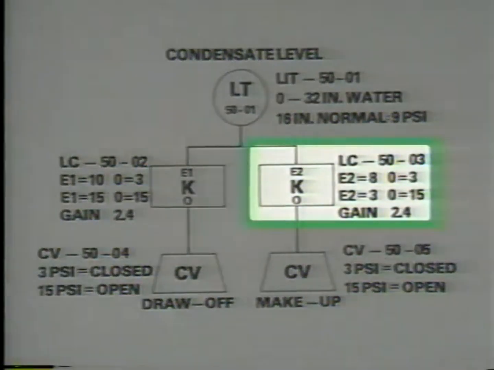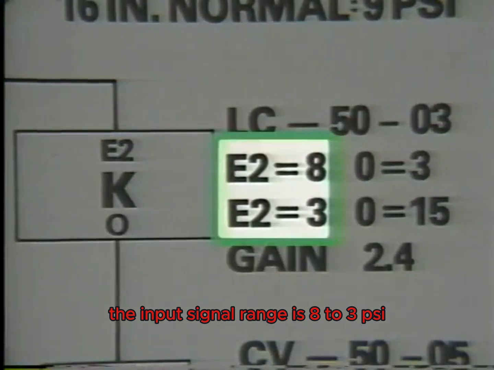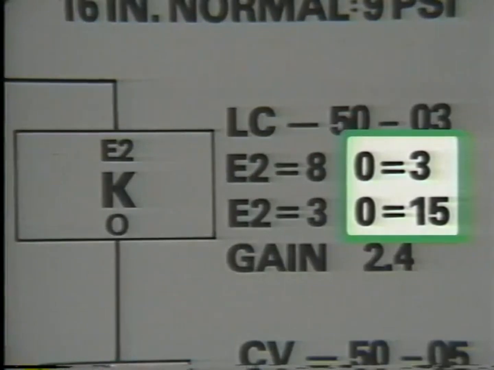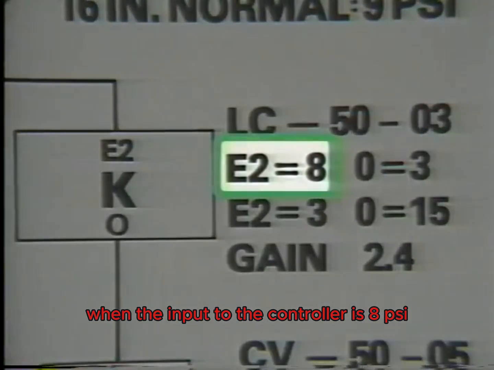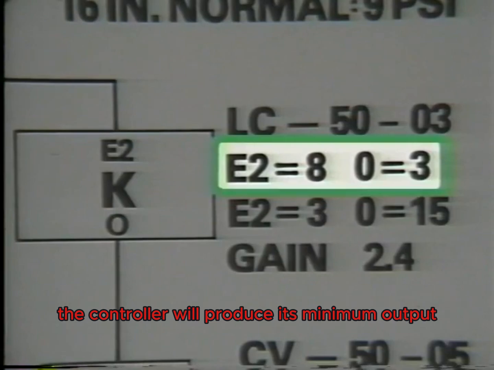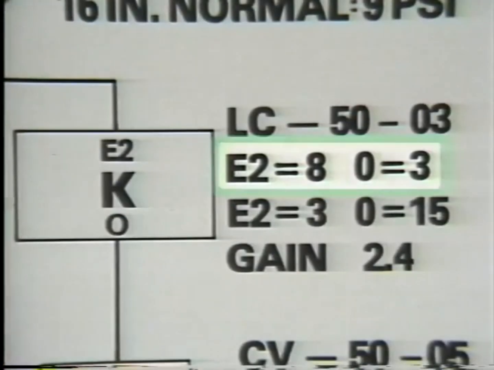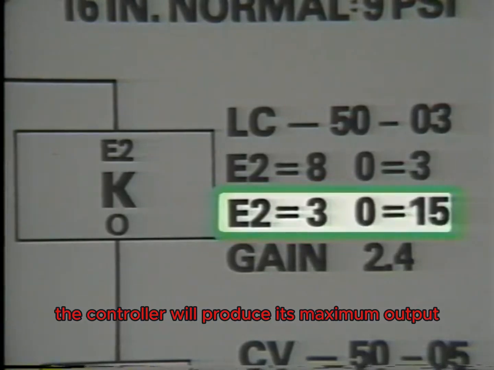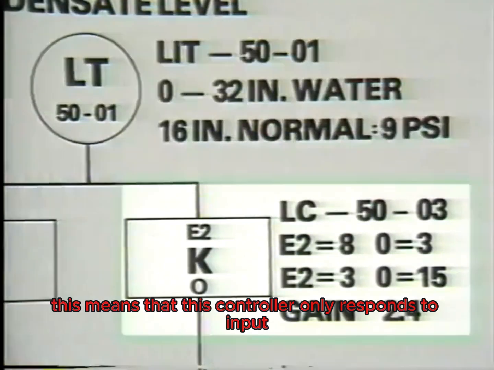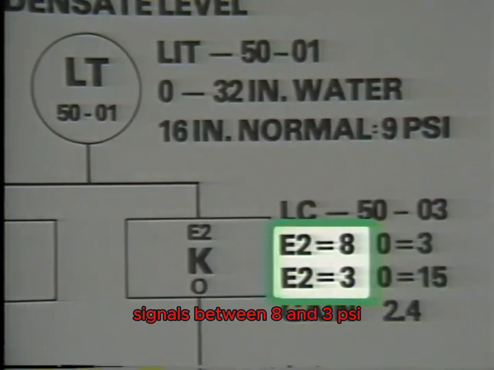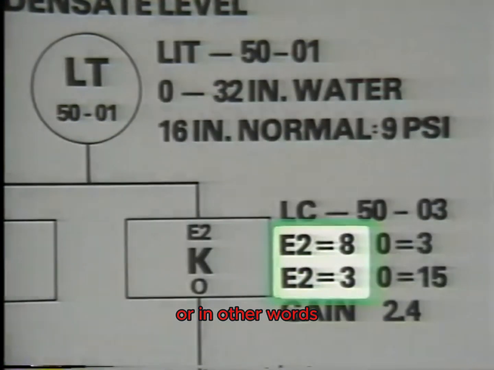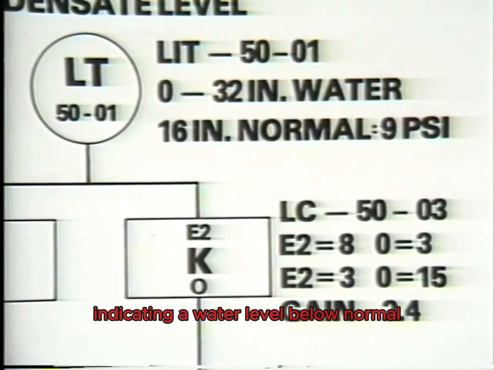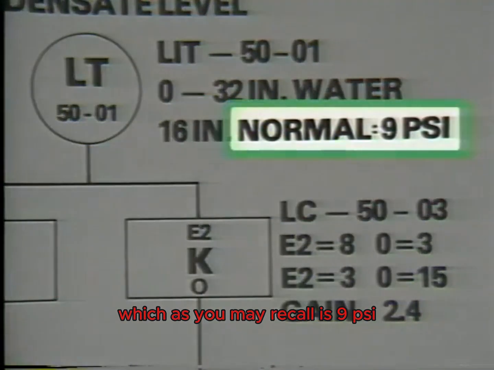For this controller, the input signal range is 8 to 3 psi, and the output is 3 to 15 psi. When the input to the controller is 8 psi, the controller will produce its minimum output. And when the input is 3 psi, the controller will produce its maximum output. This means that this controller only responds to input signals between 8 and 3 psi. Or in other words, this controller will only change its output when the transmitter sends a signal indicating a water level below normal, which, as you may recall, is 9 psi.